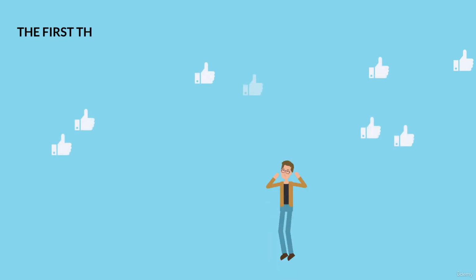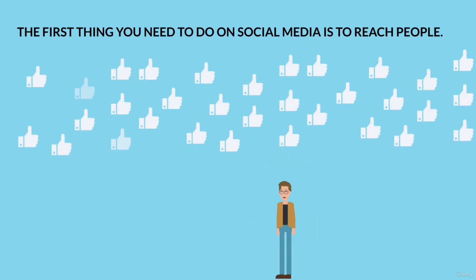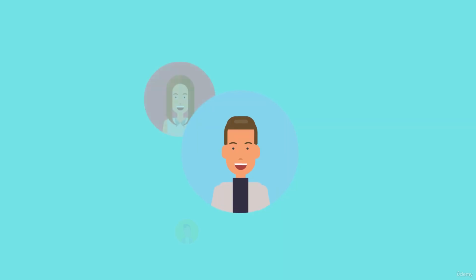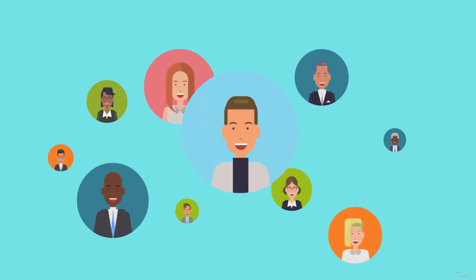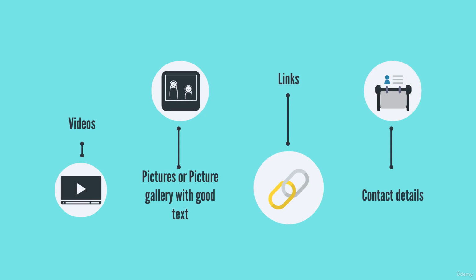The first thing you need to do on social media is to reach people. That is why you are using reach ads and brand awareness ads. These ads are specifically designed to help you reach as many people as possible for as cheap as possible. You can use videos, pictures, or picture gallery with good text, links, and contact details.